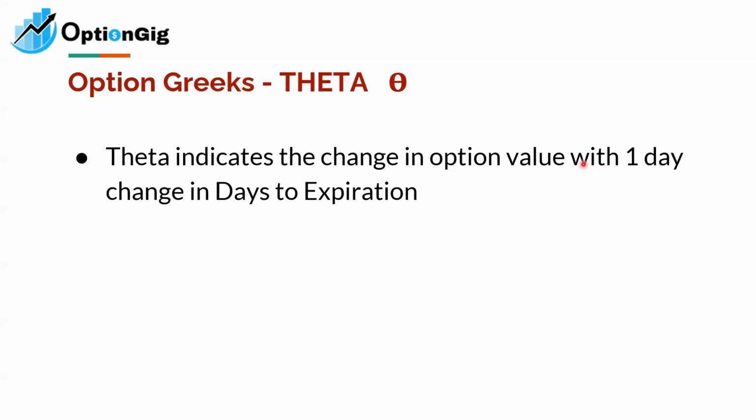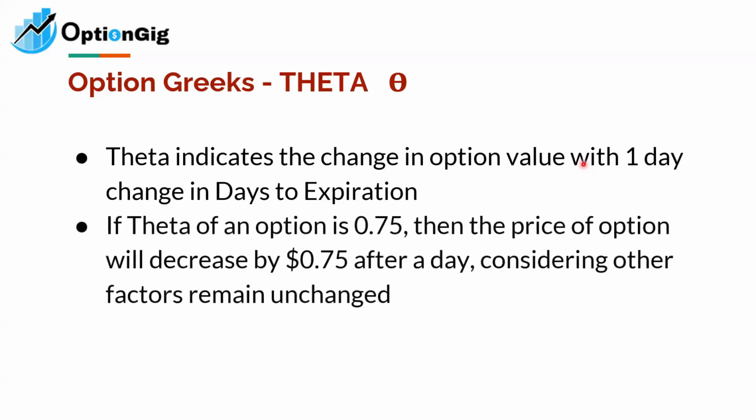So if you want to know how your option value will change, even if everything else comes to a standstill, just because the clock is ticking, look at what the theta of your option is. If the theta of an option is 0.75, then the price of the option will decrease by 75 cents after 1 day, considering other factors are not changing.